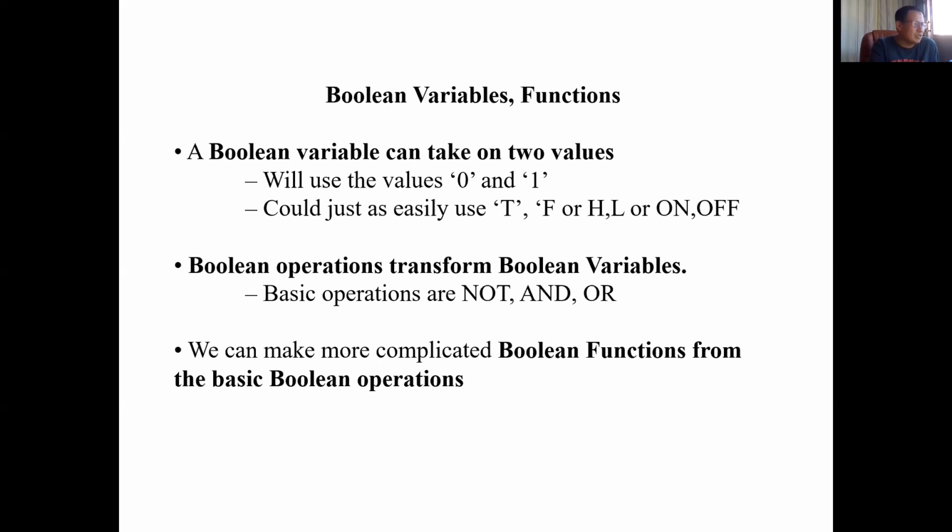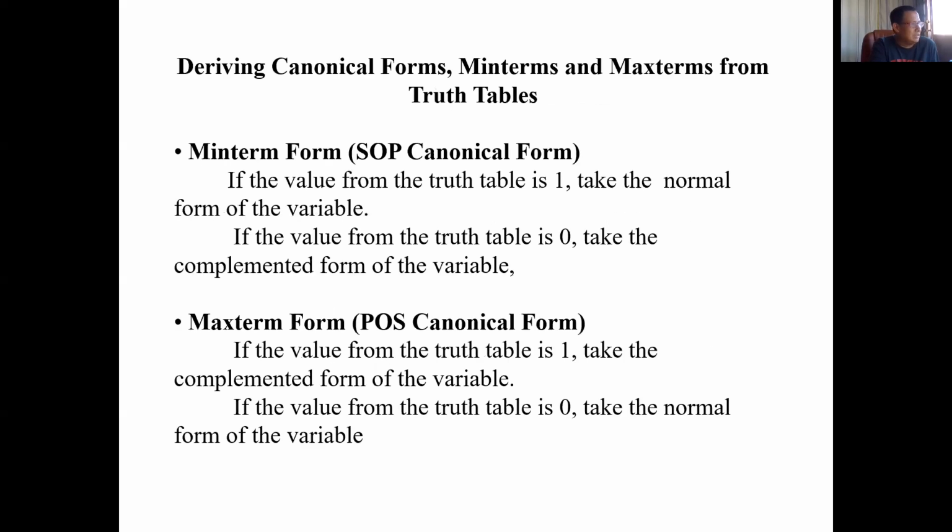The basic operations of Boolean variables are NOT, AND, OR, also referring to the basic logic gates. But we can perform more complicated Boolean functions from basic Boolean operations. We can perform a lot, like the operations that convert a file into a graphic, or into a format like an MP4, and so on and so forth. It's not just easy. Any questions so far?